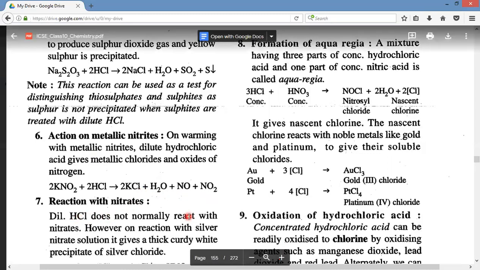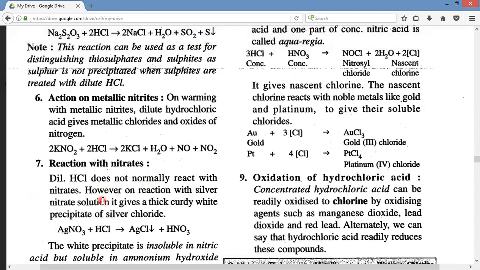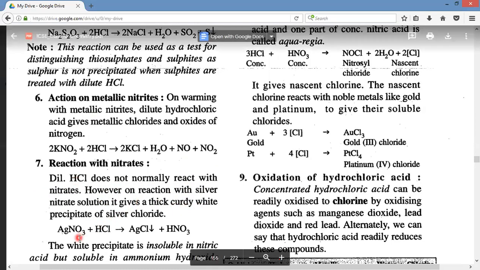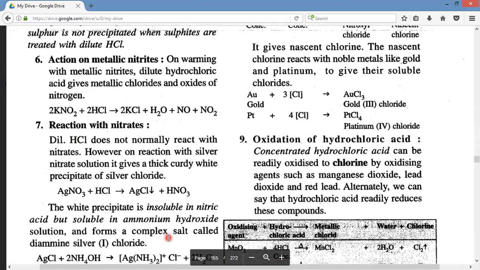Action with nitrates. Dilute HCl does not normally react with nitrates, but the reaction of silver nitrate with HCl yields AgCl, a thick curdy white precipitate of silver chloride, with nitric acid.